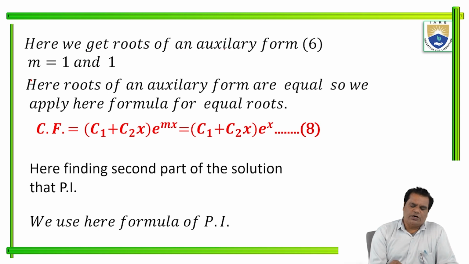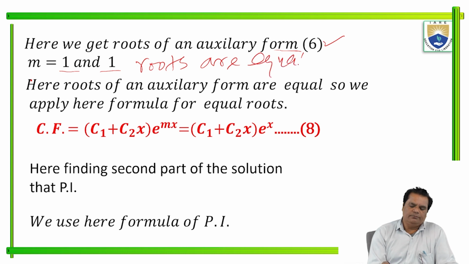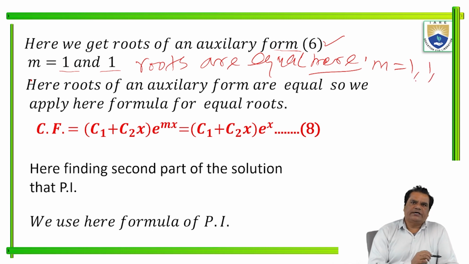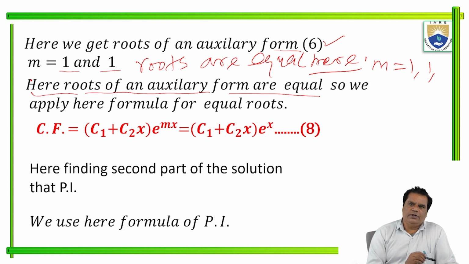Here we get the roots of the auxiliary equation 6: m equals 1 and 1. The roots are equal here, m equal to 1, 1. If the roots of an auxiliary equation are equal, we apply the formula for equal roots.